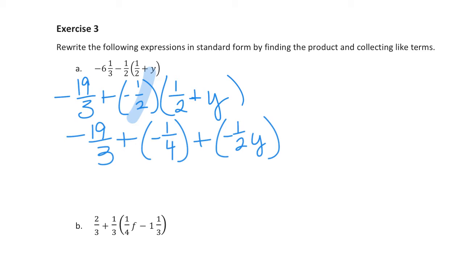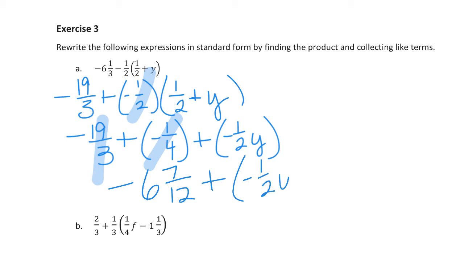Alright, so then I look to see what I can combine, and these two terms do not have a variable, so I can add those together. And so when I add those together, I'm going to go ahead and change it at that point back to a mixed number as well. Negative 6 7/12 plus negative 1/2 y. Okay.